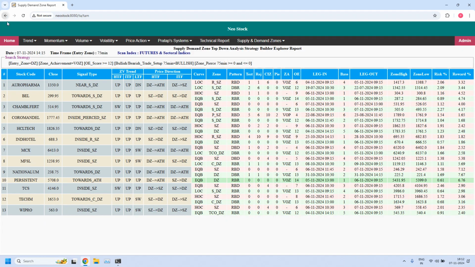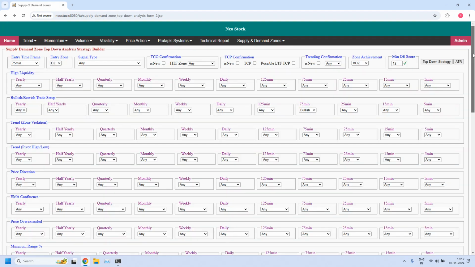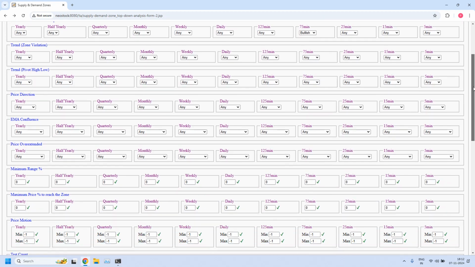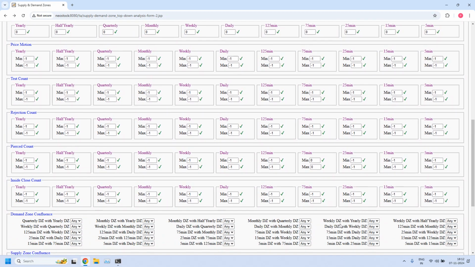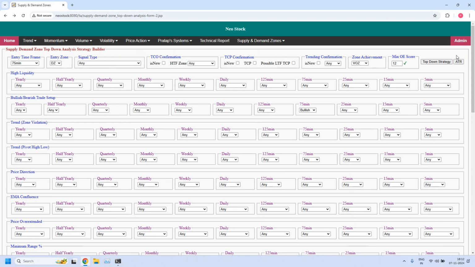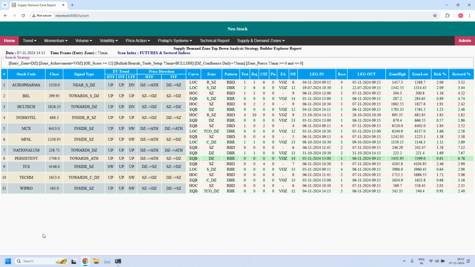Let's find them. First filter is based on LTF and ITF demand zone confluence. That is 75 minutes with daily demand zone confluence. I am enabling the filter. With this filter, all the 11 stocks are filtered. That means in all these 11 stocks, 75 minutes demand zones are part of the daily demand zone.